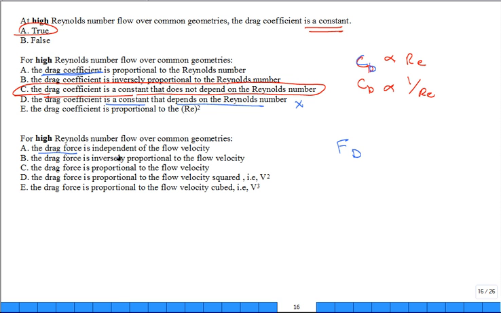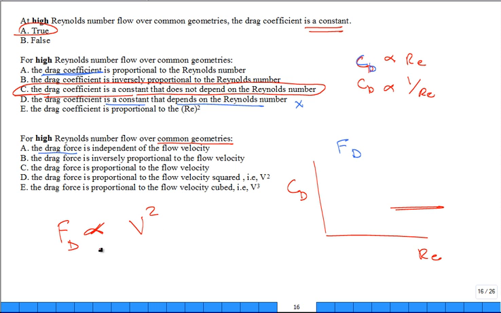So there you go. Just remember, when they say common geometries, it's not streamlined. So it's going to have a high Reynolds number. It'll taper off to a constant drag coefficient as a function of Reynolds number. And then when you unravel it, you find that the drag force is proportional to the speed squared. That's a very important observation in fluid mechanics.